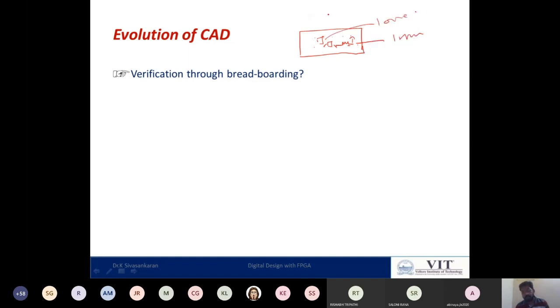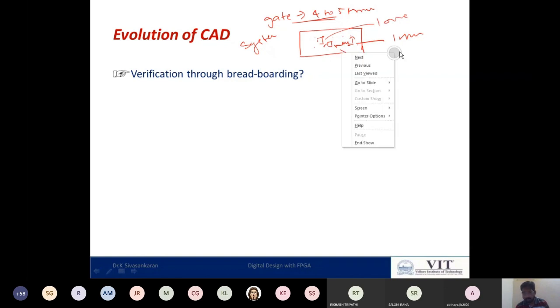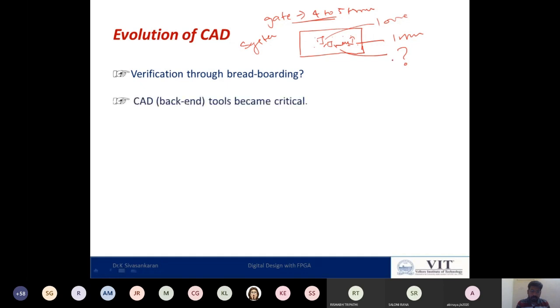Now imagine that for a simple gate, you require 4 to 5 transistors. Then imagine when you're working on a system, how many transistors there are. If you are using discrete components and putting everything on your board, will you be able to verify effectively? 100% it's a question mark, right? So verification through a conventional breadboard is hard. That's why the evolution of CAD has become predominant, right?